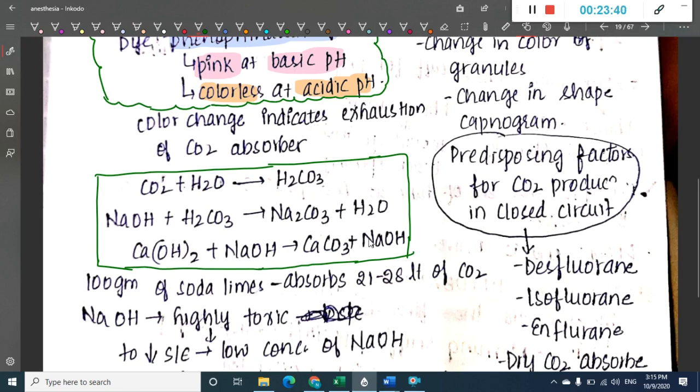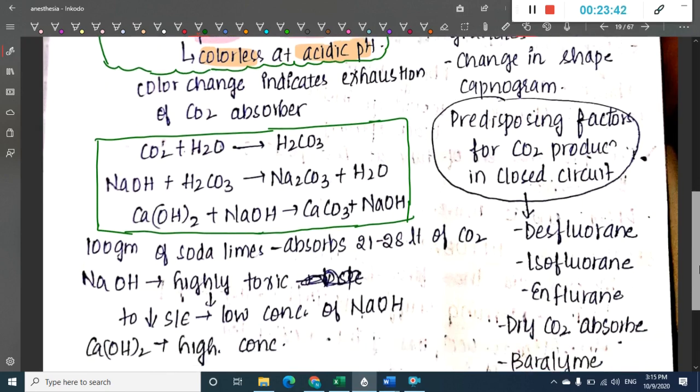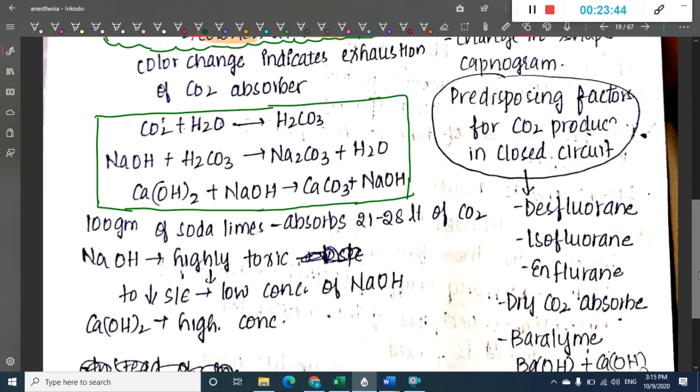Okay, this is the reaction which occurs. Sorry, the reaction is wrong, one minute. Ca(OH)2 will combine with Na2CO3 and form CaCO3 and NaOH. So in this process, the sodium hydroxide which is utilized in the reaction has been regenerated back. But calcium hydroxide is not regenerated back.